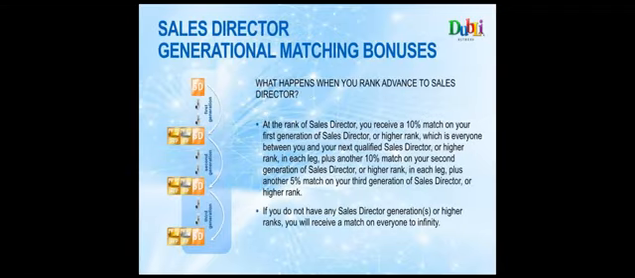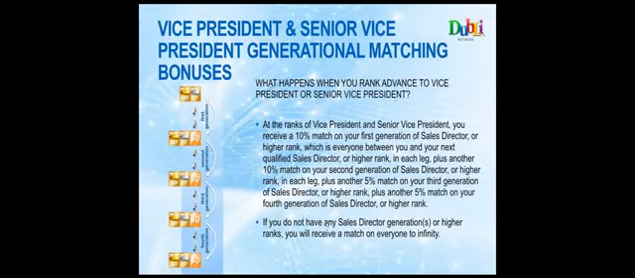Here's the sales director. A sales director gets paid through 3 generations. Same scenario. Sales directors are above, and this applies, by the way, for the vice presidents and senior vice presidents as well. So you're going to get paid on all of these people to the first sales director, all of these people to the second sales director, all of these people to the third sales director, all of these people to the fourth sales director. That could be 20, 30, 40 levels deep, who knows.